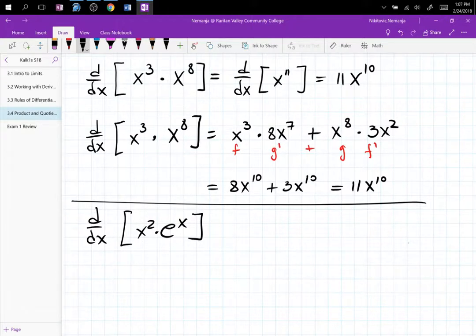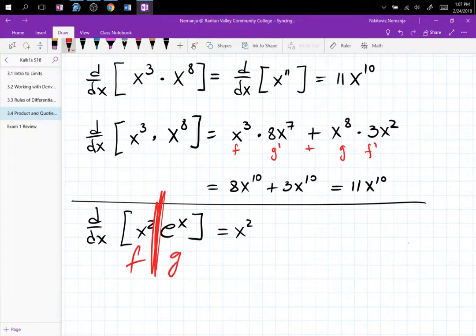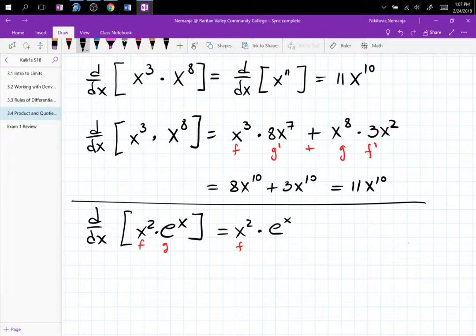Product rule formula says copy the first as is. Again, I hope you see two functions, f and g. They are multiplied, right? So copy the first times the derivative of the second. What's the derivative of e to the x? E to the x. We covered it in the last section, right? Plus copy the second, which is again e to the x, times the derivative of the first, which is 2x. That's f g prime plus g f prime.